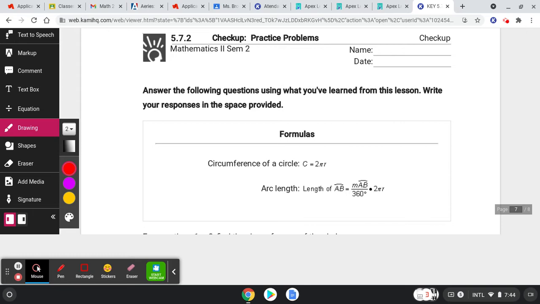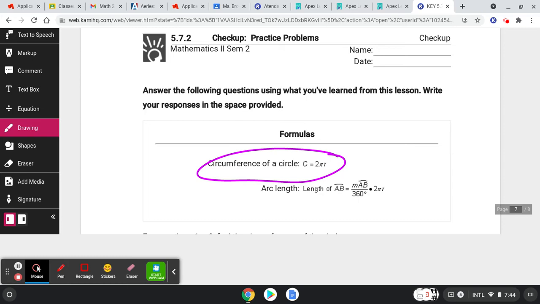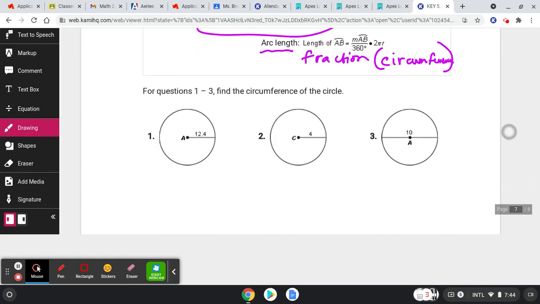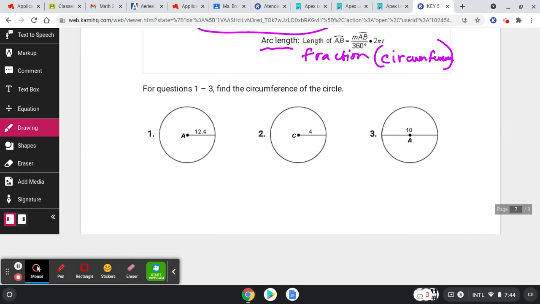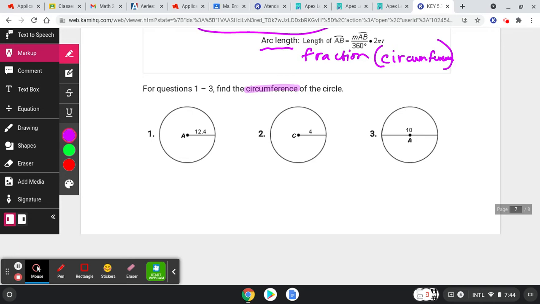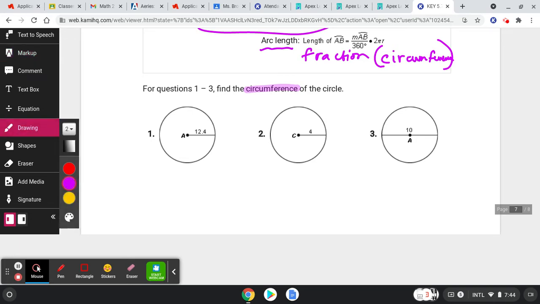Okay, let's go do some of the practices here. Right here at the top, they gave us these handy dandy formulas. So we've got the circumference formula, but what's our new big idea? Our arc length formula is a fraction of the whole circumference, right? So let's go practice using this formula. By the way, first they just start with practice of circumference before they get into the new big idea.